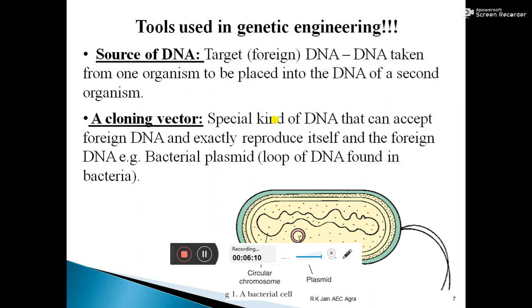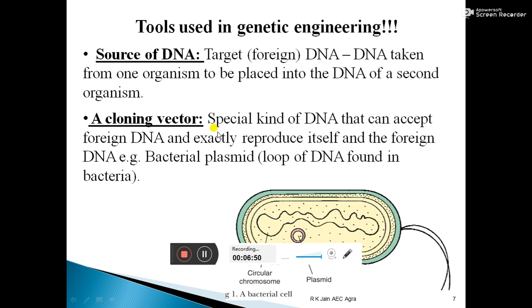Source of DNA is the target DNA, or the foreign DNA, taken from one organism to be placed into the DNA of a second organism. First of all, we have to find the target DNA, the foreign DNA. We also need a compatible, competent host which can receive the DNA from a foreign animal. So it is the most important task of genetic engineering to search for a source which can donate the DNA and a host which can receive it.